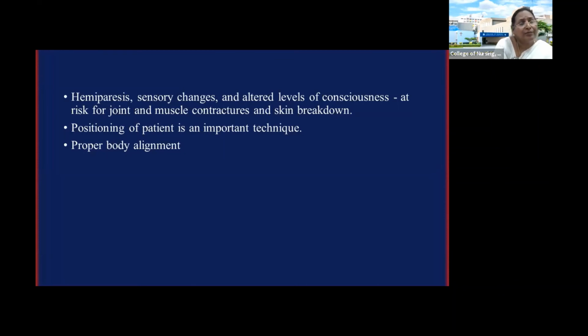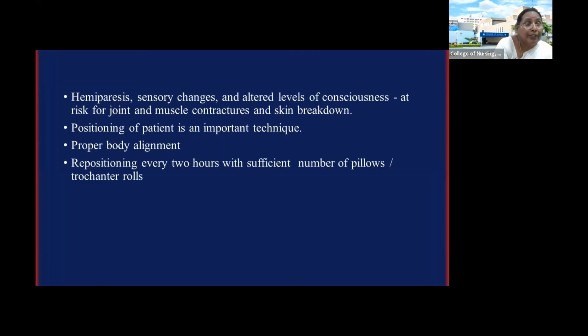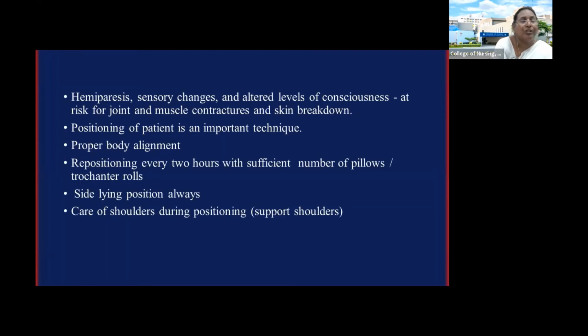and that will cause a foot drop. So positioning is a very, very important technique for nurses, with proper body alignment. And we all know that we reposition every 2 hours, and we should use a sufficient number of pillows or trochanter rolls. For a stroke patient, it is better to put them in side lying positions, or Fowler's position, straight position, never supine, because the chances of aspiration pneumonia are more.